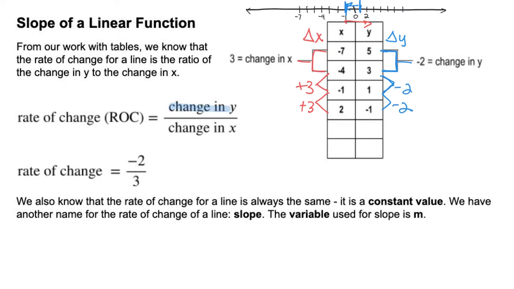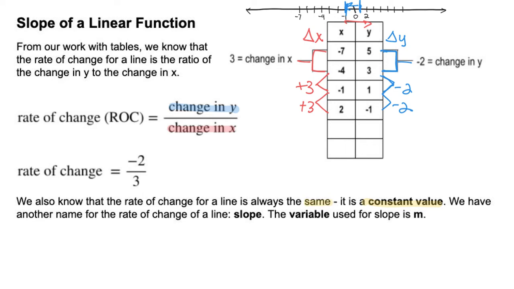So our change in y is always at the top of our fraction, and the change in x is always the bottom of our fraction. In this case, the change in y over the change in x is -2/3. We also know that the rate of change for a line is always the same. That's why this is always the same in our table, because we are told that this is a linear function. We say that this is a constant value because it's always the same.